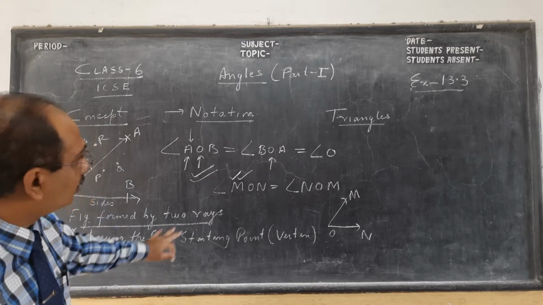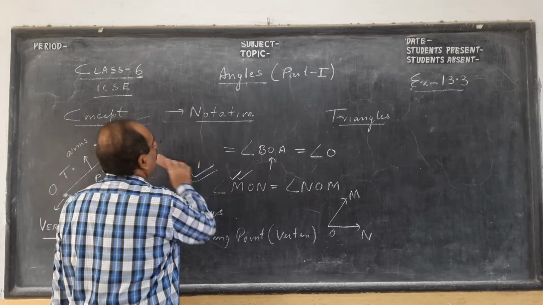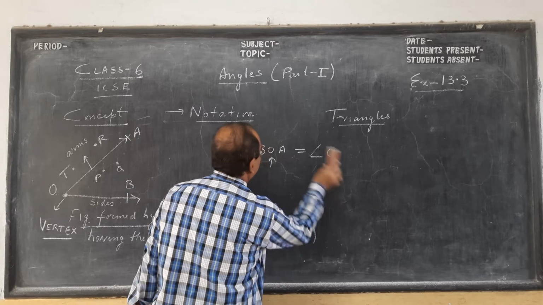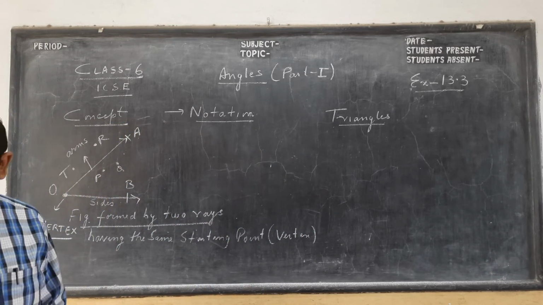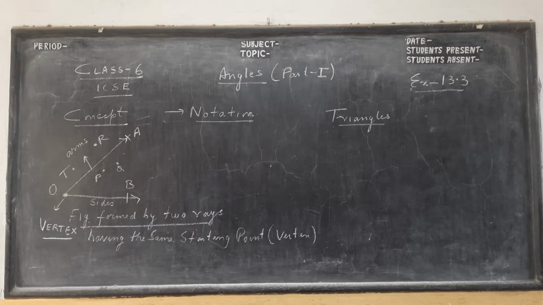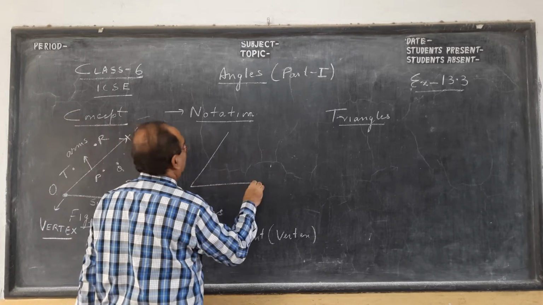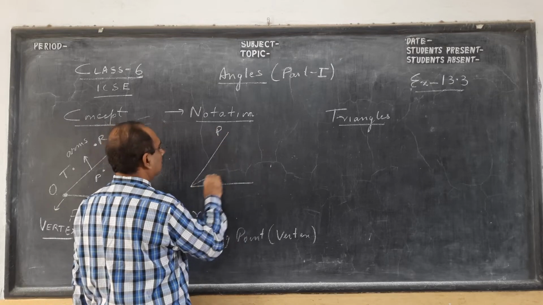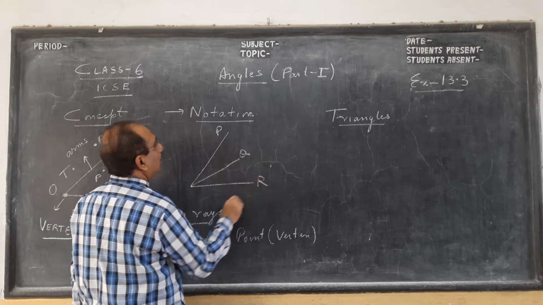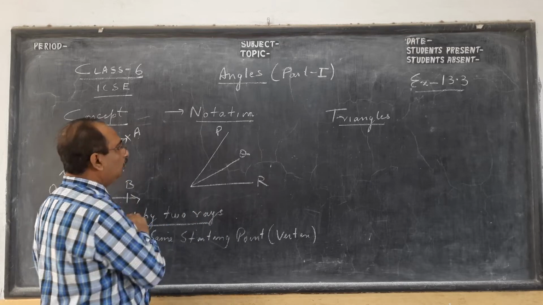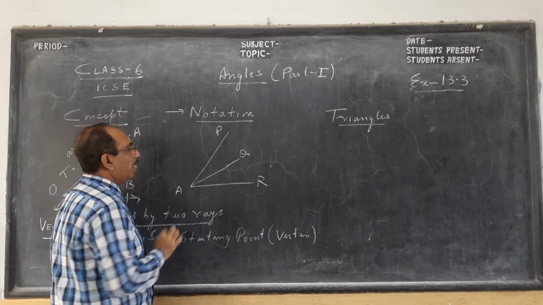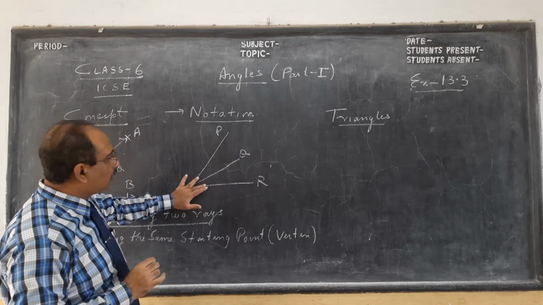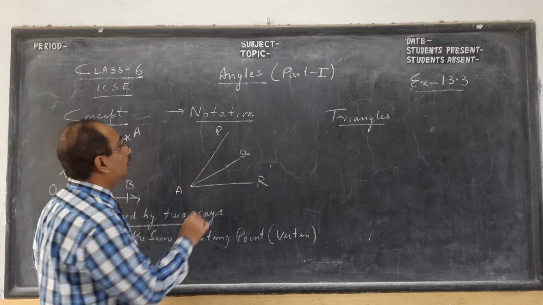Before I go to the triangles, one more thing I'll talk about in naming is this. Suppose there are two angles, children. What will be the notation? Suppose I have P, Q, R, and this point, I took O. Purposely I'll take it as A. Now here if you say angle A, there are two angles over here. In fact, there are three angles over here, children.